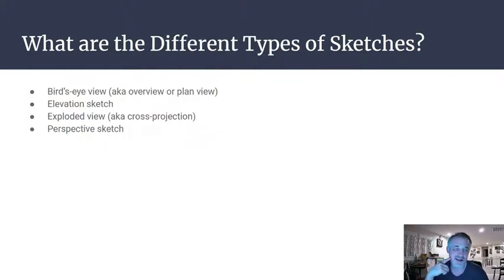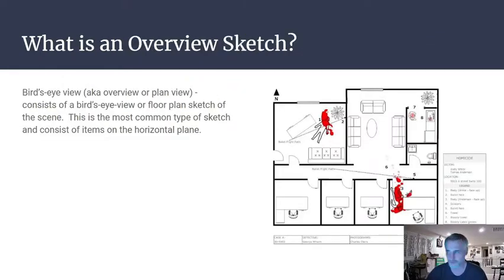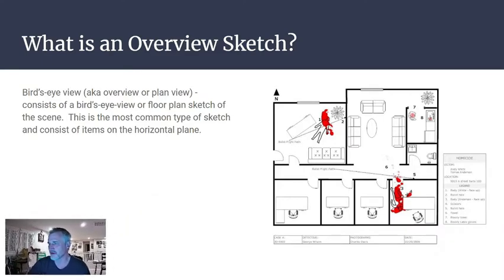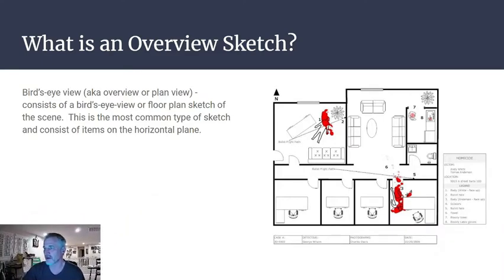The main ones that you should be familiar with are something called an overview, or sometimes called a bird's eye view or a plan view, an elevation sketch, an exploded view, and also a perspective sketch. And we're going to go over each one of them, and I'll show you some examples. So let's start, and I'm going to move myself over here because I think it's going to be better to be over here for these.